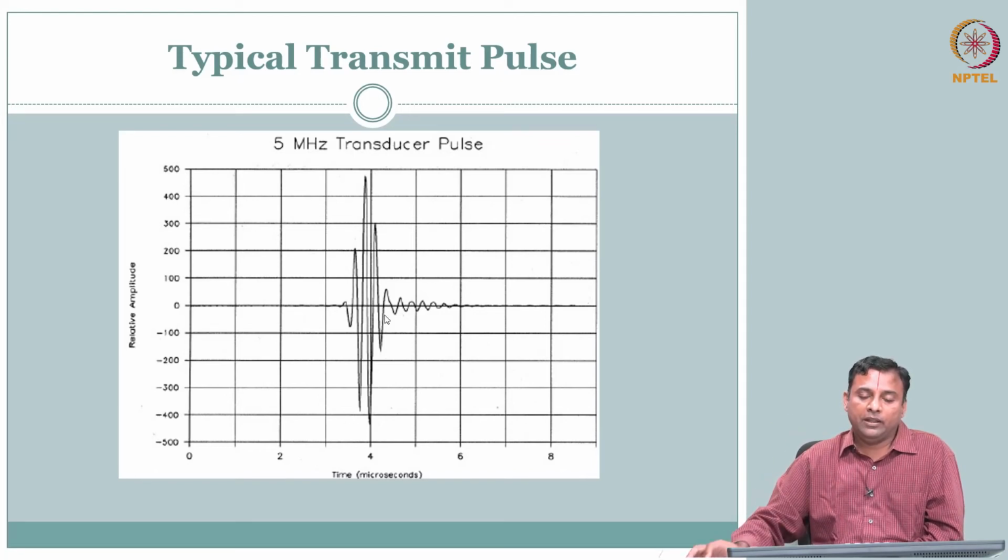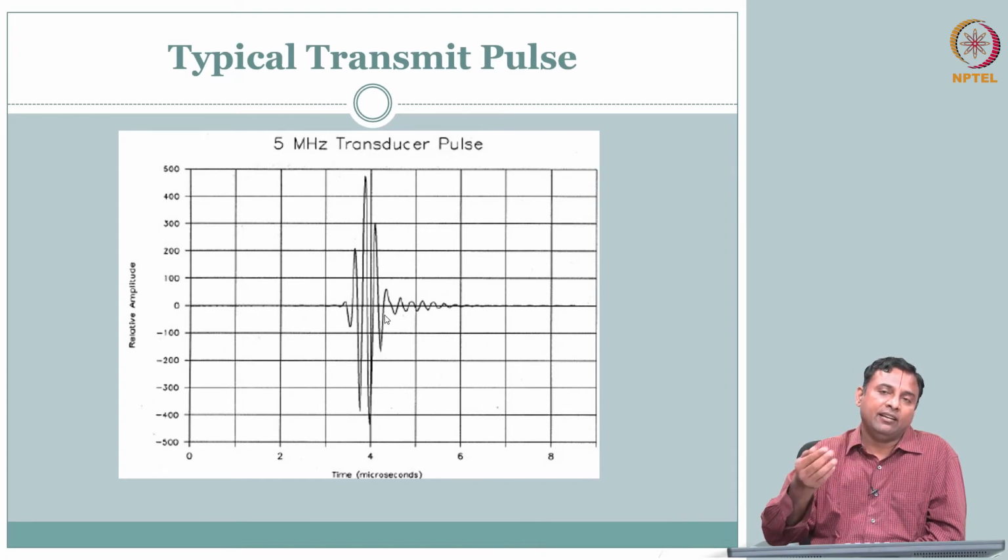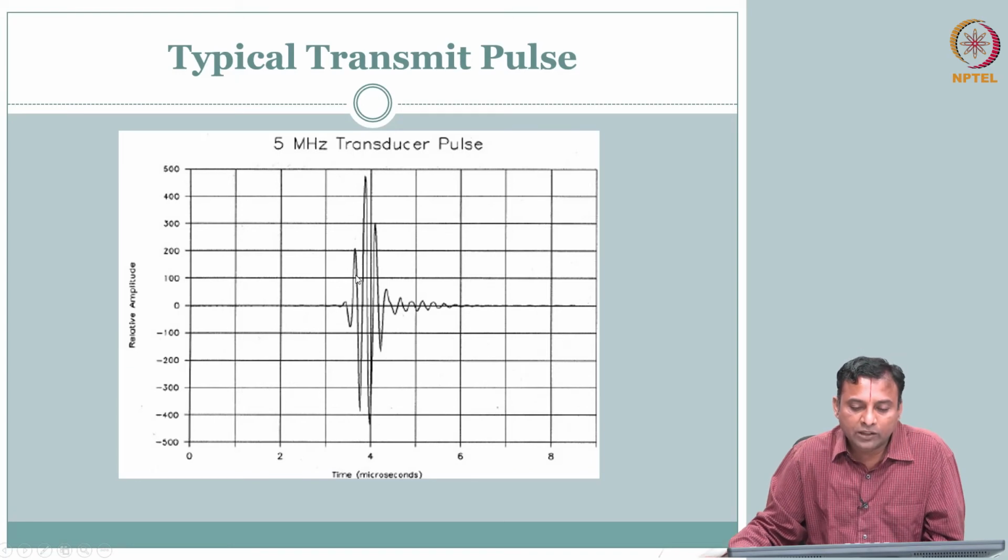So in some sense it's very simple. I send a pulse in, I get an echo back. Based on the echo and this information of when I sent it and how much and after how long I am receiving the echo, I have to say where is that reflectivity, that scatterer, or the interface, okay. So that is your transmit pulse.